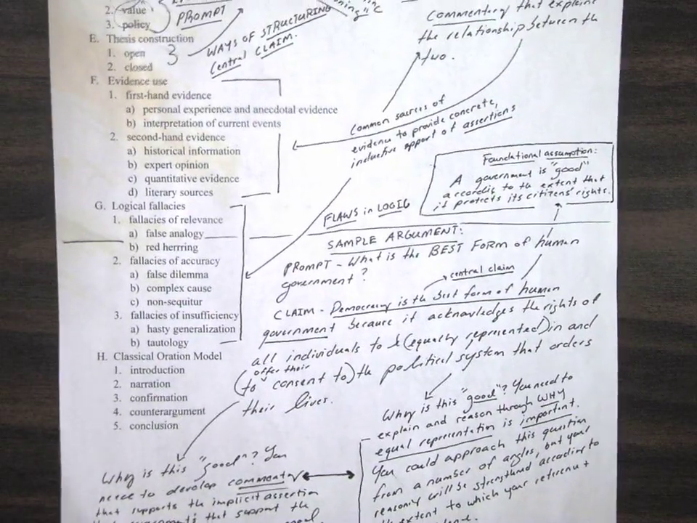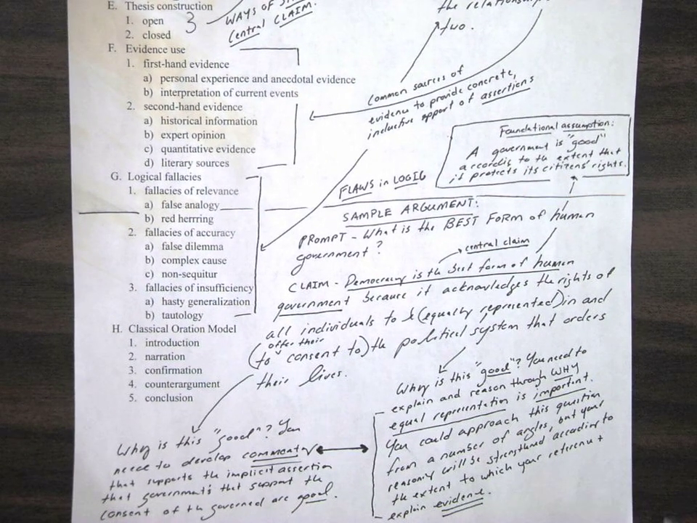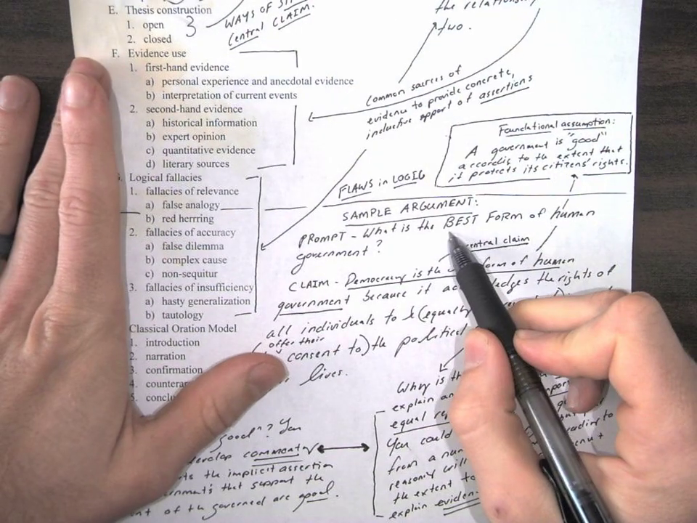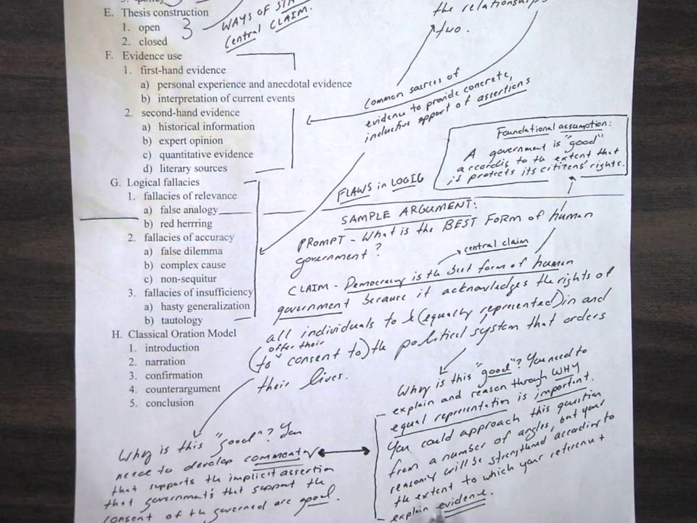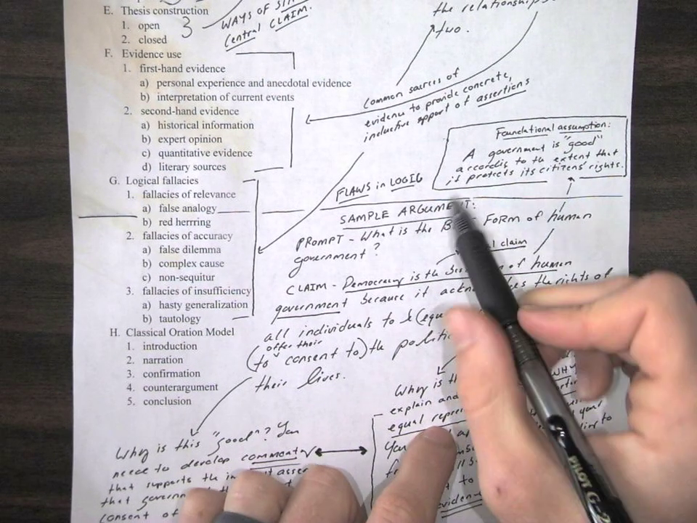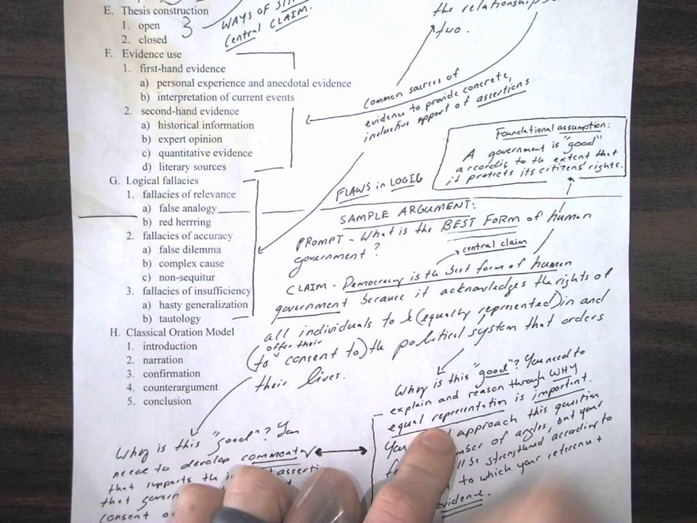In our last few minutes here, this is going to be a quick class, but I just want to quickly talk through this sample argument. In the sample argument, I'm asking a very simple question: What is the best form of human government? Now take a second and consider for yourself independently what kind of claim this is. What's the best form of human government?